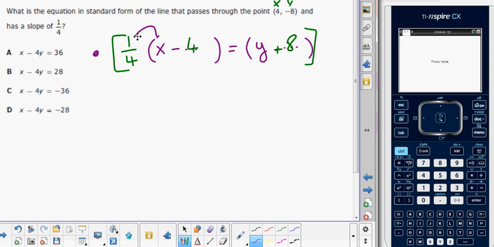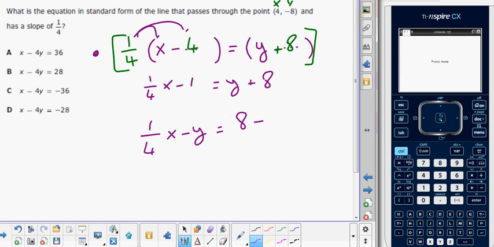So you distribute the 1/4. So 1/4 of x, 1/4 times 4, it's -1 equal to y plus 8. Of course, we're going to keep the y and the x on the same side. So 1/4 of x minus y equal to 8 plus 1. This is 9.